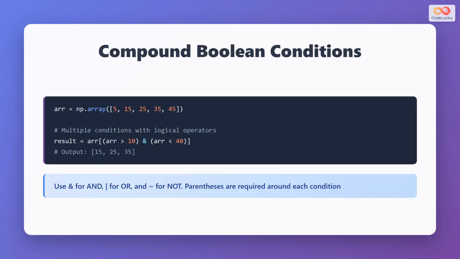You can combine multiple conditions using logical operators. In this example, we have an array with values 5, 15, 25, 35, and 45. We want elements greater than 10 and less than 40. Notice we use the ampersand symbol for AND operations and parentheses around each condition. This is required syntax in NumPy. The result gives us 15, 25, and 35. You can also use the pipe symbol for OR operations and the tilde for NOT operations.